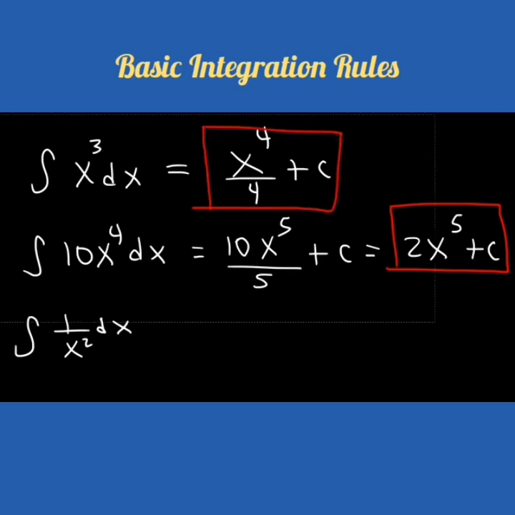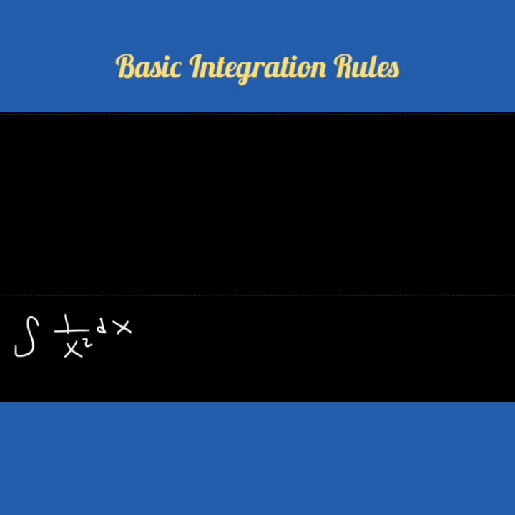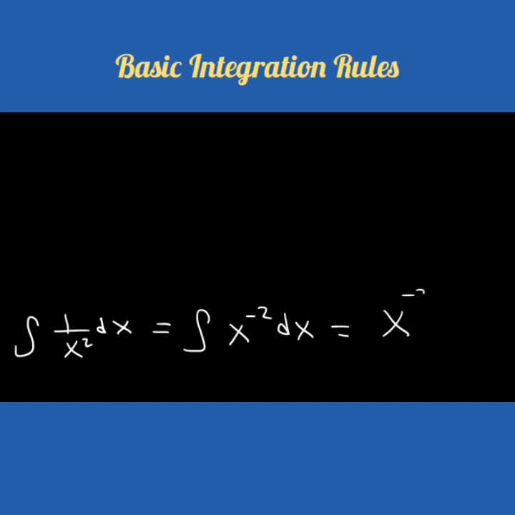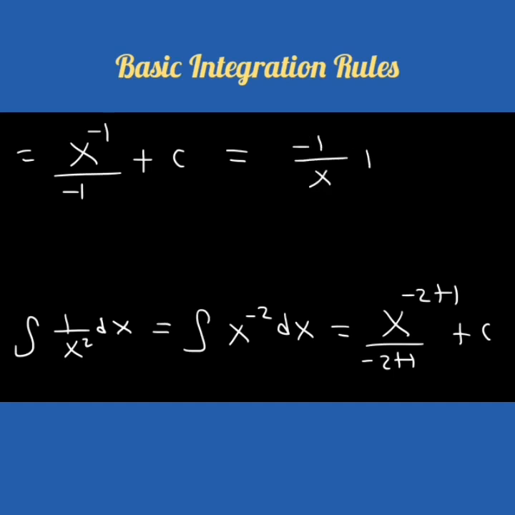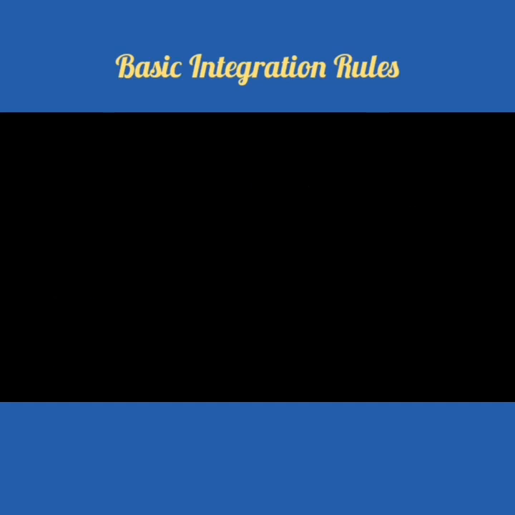Okay, burahin muna natin yung nasa taas. So, bago natin ma-solve yan, i-transform muna natin. Gawin natin siyang x raised to negative 2 para pwede siya sa power rule. Okay, so x raised to negative 2 plus 1 all over negative 2 plus 1 plus c. Magiging x raised to negative 1 all over negative 1 plus c. Then, simplify, magiging negative 1 over x plus c. So, anytime you have this rational function like this one, make sure to rewrite it.